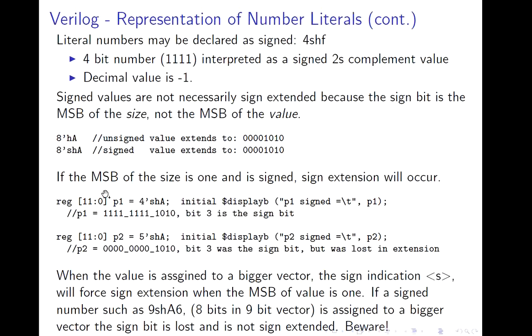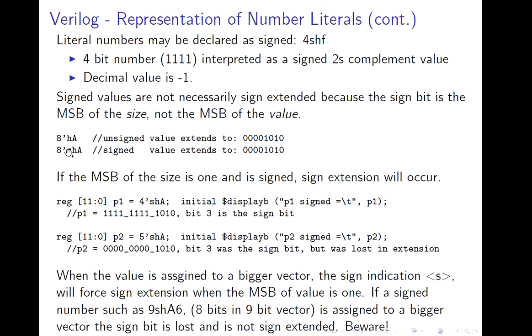Moving ahead, let's see how I represent signed and unsigned numbers. Basically, signed numbers are not necessarily sign extended, because the sign bit is the MSB of the size and not the MSB of the value. I'll tell you what exactly this line means. For example, this is how I represent 8 tick HA. H indicates it is a hex value, and it's an unsigned value since I have not mentioned anything.